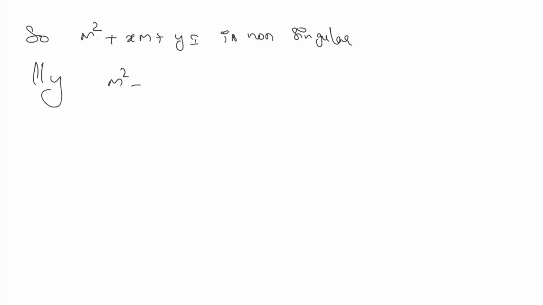So m square plus xm plus yi is non-singular. Similarly, m square minus xm plus yi is also non-singular, which follows in the same way.